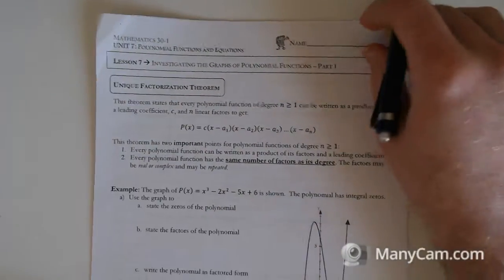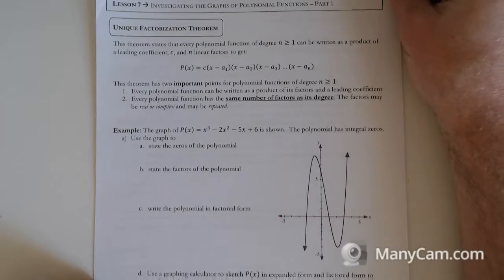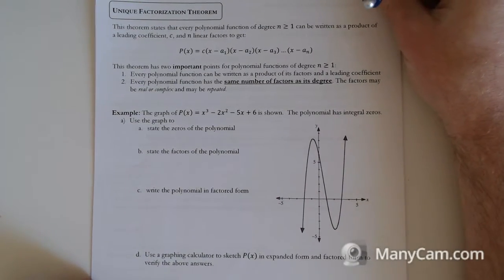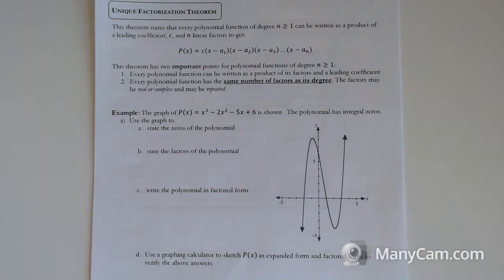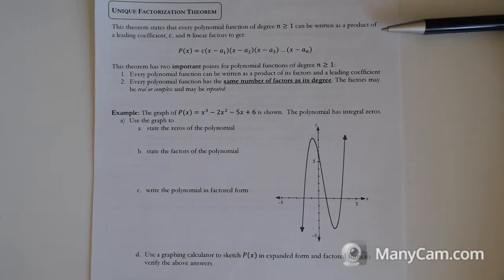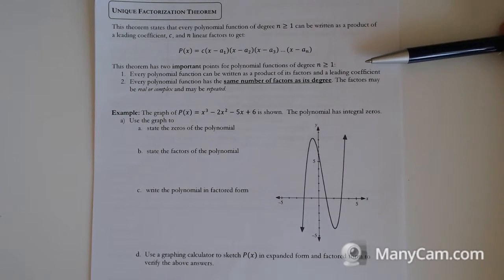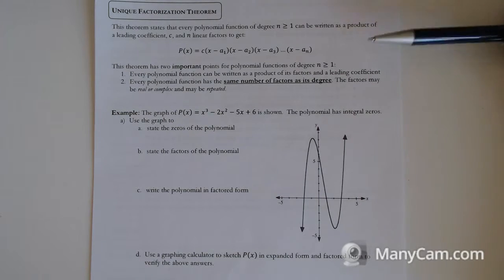Okay, unique factorization theorem. So we're getting lots of theorems in this unit, which is kind of nice. I always like a good theorem. And this one is actually a pretty important one. This is one that I think we can probably guess at from grade 11, but I don't know that we ever say it explicitly until now. So here's the unique factorization theorem. This theorem states that every polynomial function, usually these things are common sense, but it actually takes somebody to prove them, so they become pretty famous.